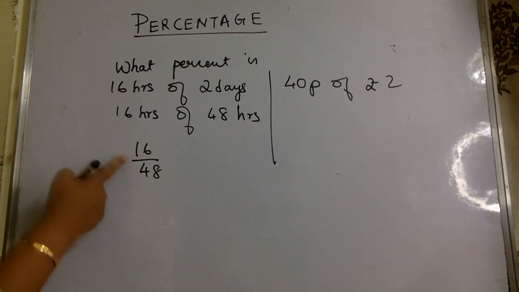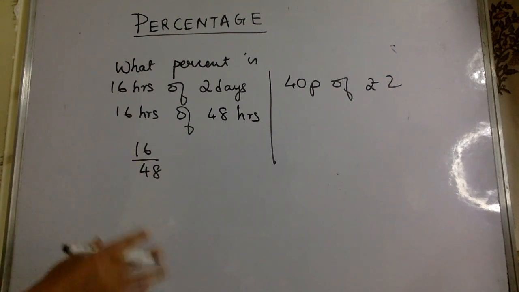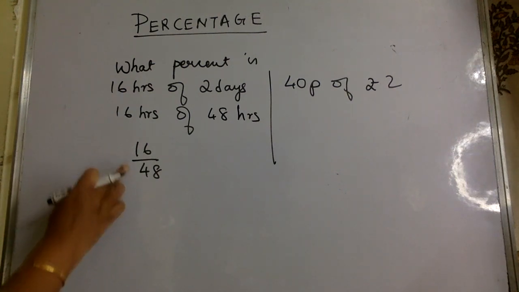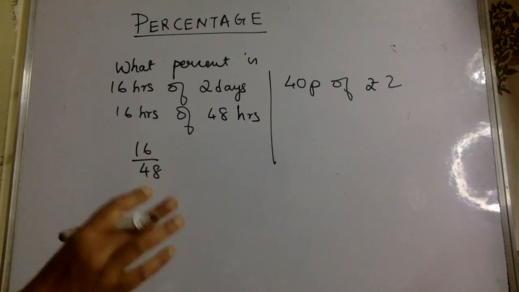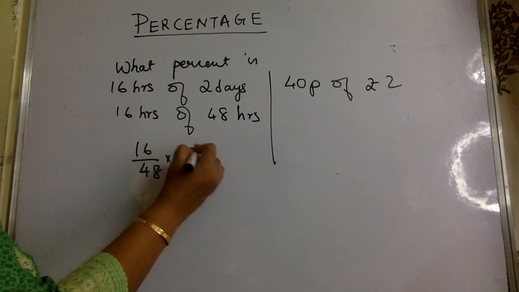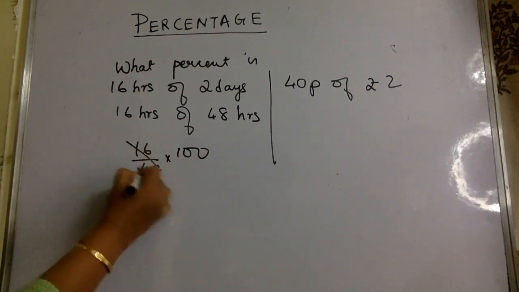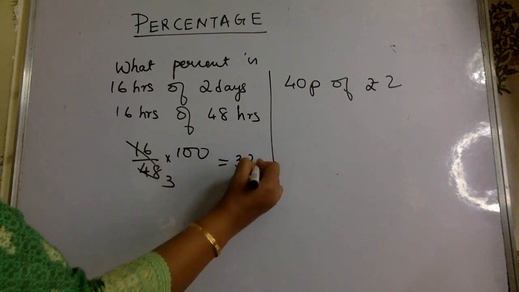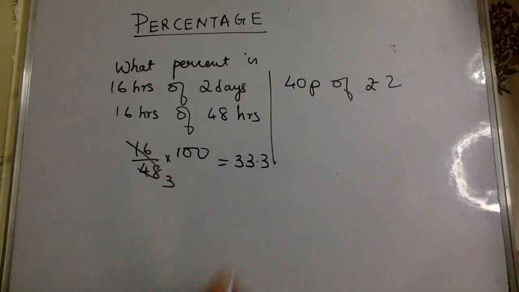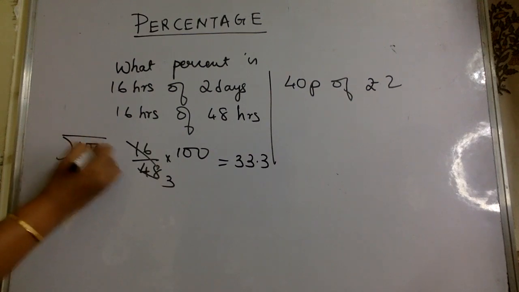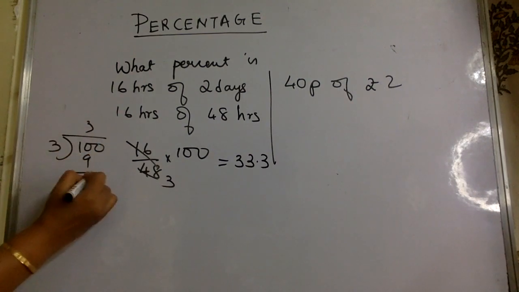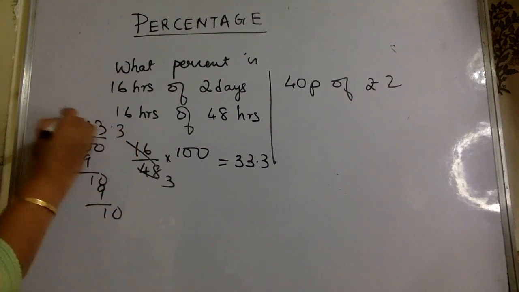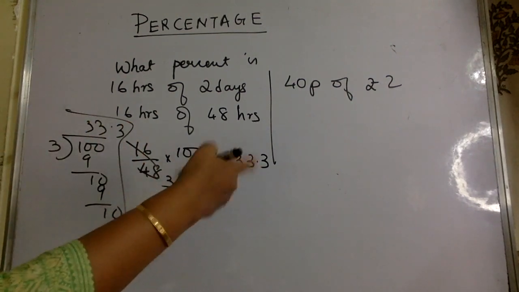But then they didn't ask for a fraction. If they ask for a fraction, I can reduce it and give, but it is not so. If they ask for a fraction, it is straight away 1/3. But now they want a percentage. So fraction to percentage: first make it 1/3, and 100 divided by 3 will come to 33.3. Let me divide it and show. 100 by 3, 3, 9, 1, 0, 3. So this is going to be a recurring decimal. It's going to go on and on.